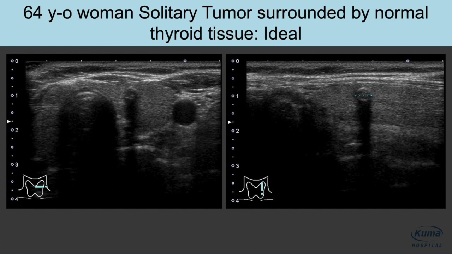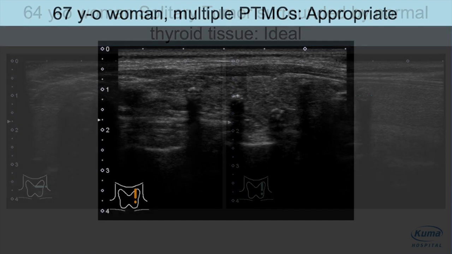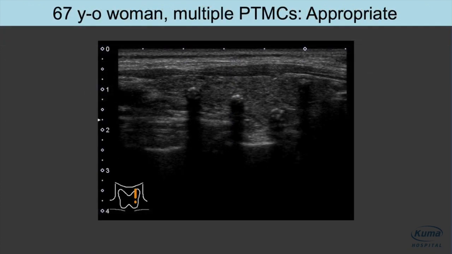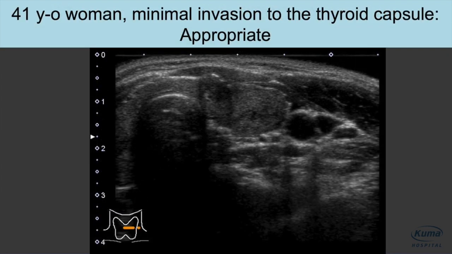This is an ideal case of a solitary tumor surrounded by thyroid tissue. Multiple tumors within the thyroid are shown here. Our bilateral tumors are classified as appropriate. Tumors with possible invasion to the anterior or lateral thyroid capsule are classified as appropriate.